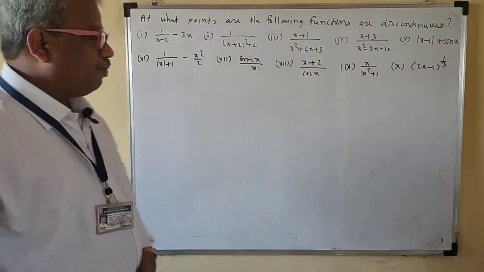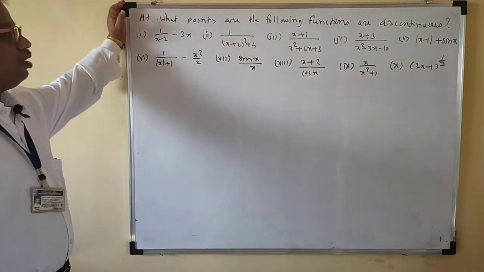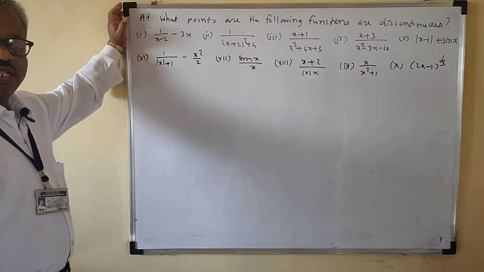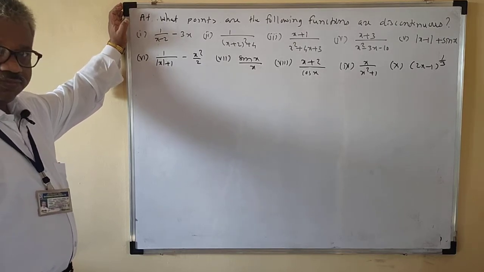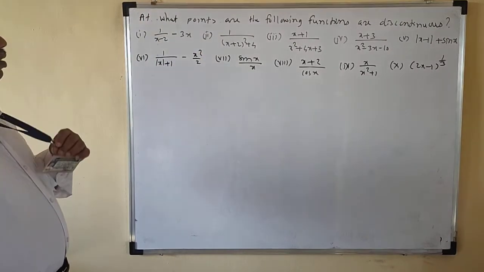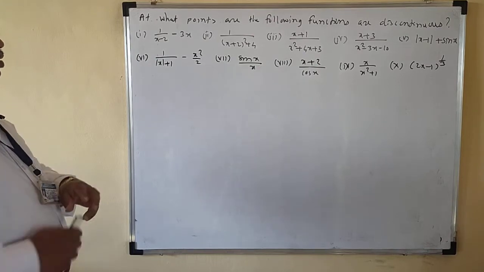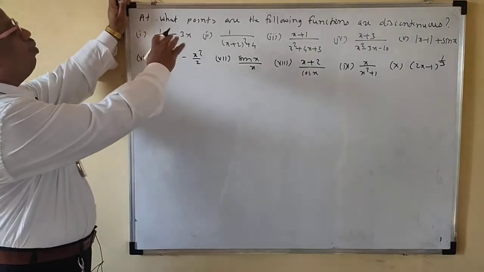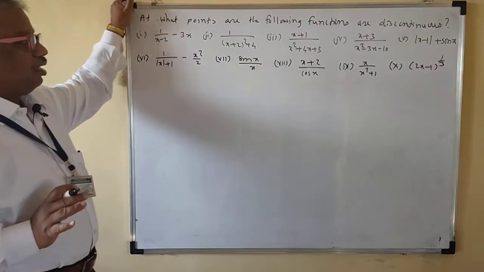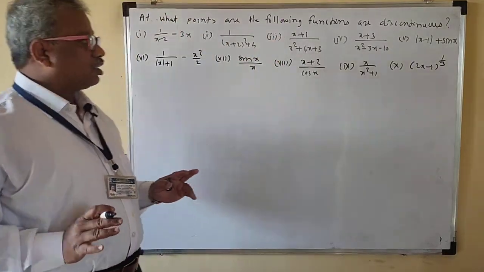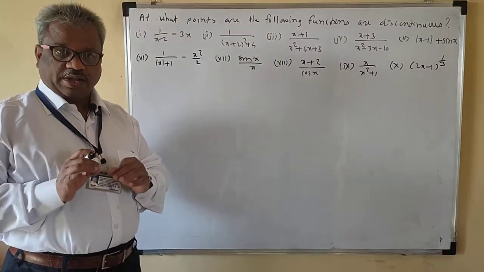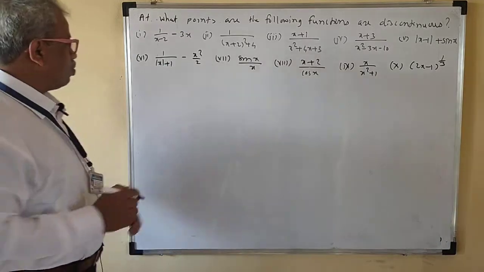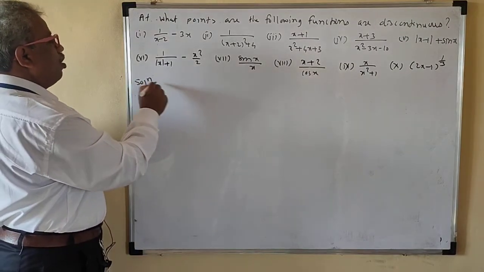So last time we have seen the definition of a continuous function. We have seen several theorems on the continuous function. So now today we will see some problems on the continuous function. The first problem is: at what points are the following functions discontinuous? That means you have to find a point where the function is discontinuous. So we go to the solution of the first one.